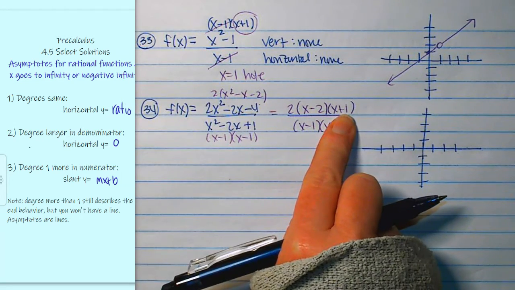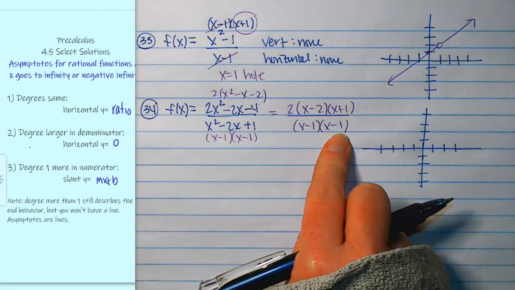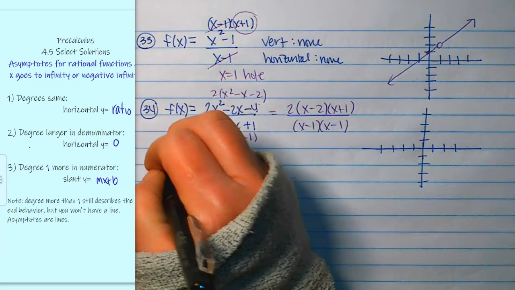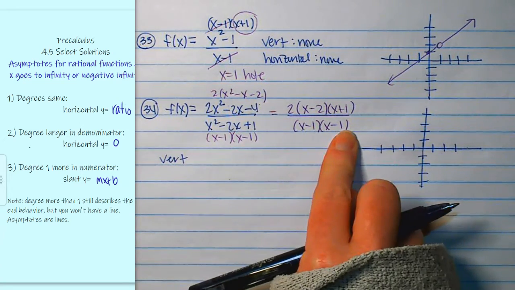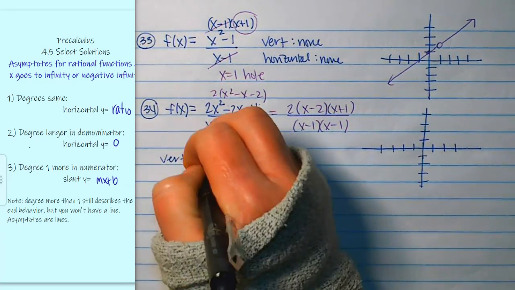All right, so 34, you should have gotten so far as to factor it out. So I factored it completely. Nothing cancels, so I don't have any holes. I'm going to start with vertical asymptotes. They're going to be from the denominator. They're the same value, so that's going to be x equals 1.